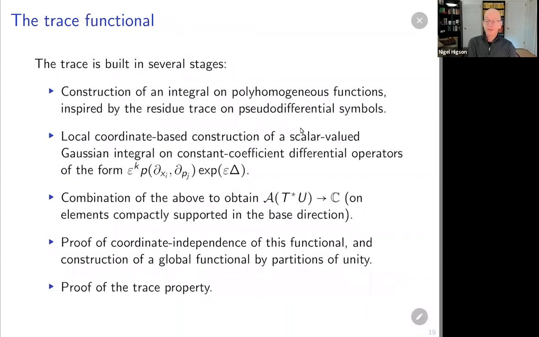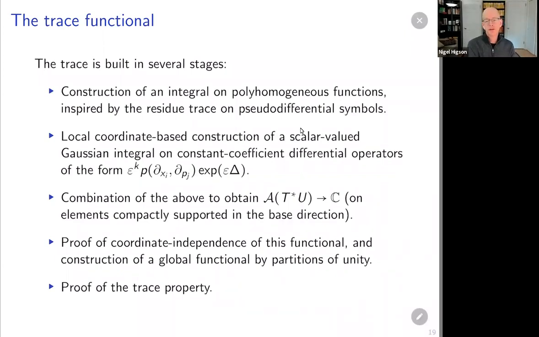So now we're going to define the trace, the analog in this purely algebraic world of the usual trace on operators on Hilbert space. And there are several stages to the construction, some of which are kind of simple, but others of which are rather inspiring, I would say, or inspired by Perrot.